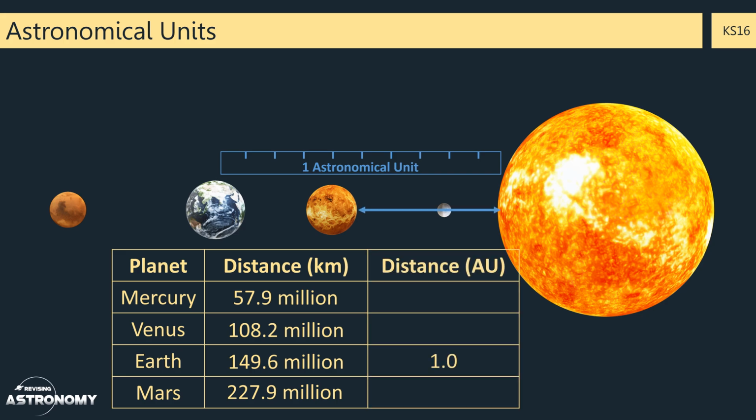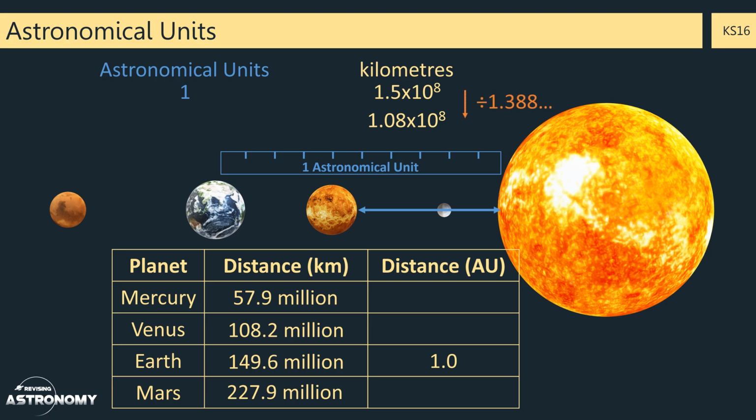Let's take Venus. Well, we know that one astronomical unit is approximately 1.5 times 10 to the 8 kilometers, which is a rounding of the distance to Earth that we've got below. So if Venus is 1.08 times 10 to the 8 kilometers, then to get from 1.5 times 10 to the 8 to this, we need to divide by 1.388. What we do to one side, we do to the other. So dividing 1 by 1.388 gives us 0.72. And this is the distance between the Sun and Venus in astronomical units.